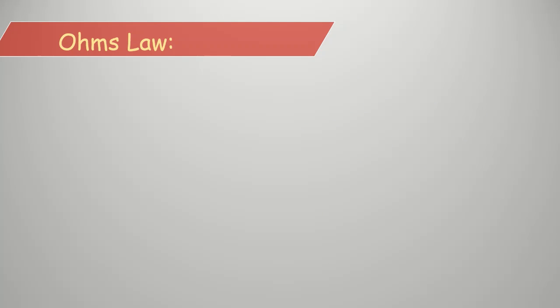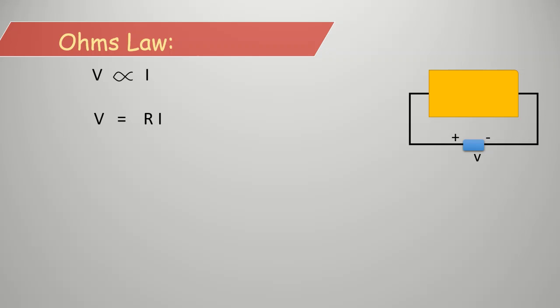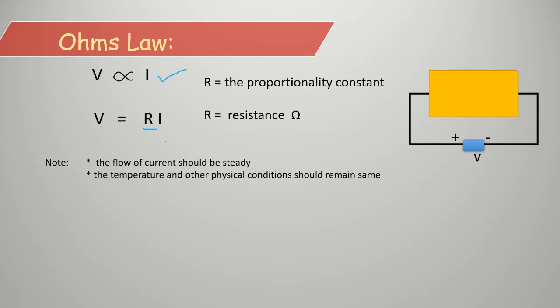Now, what is Ohm's law? You can see here a conductor connected with a cell with positive and negative terminals, and the cell provides a potential V. Two equations appear on your screen. One is V proportional to I. So V is proportional to I, and with respect to that we write V = R × I. Thus R is a proportionality constant, also known as the resistance of a conductor.